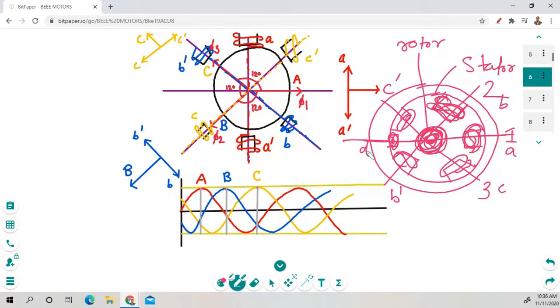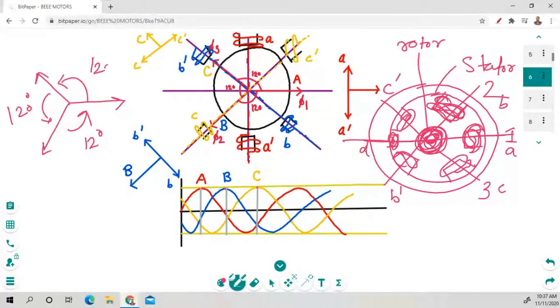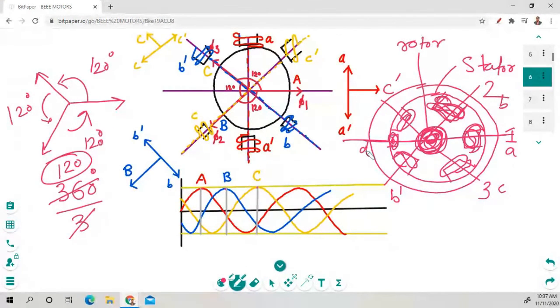We have explained earlier also that when these three phases are generated, they are 120-degree apart from each other. So how can you calculate these angles? The angle can be calculated using number of phases, total angle divided by number of phases. So 3 is the number of phases and we have 120-degree angle between each phase.